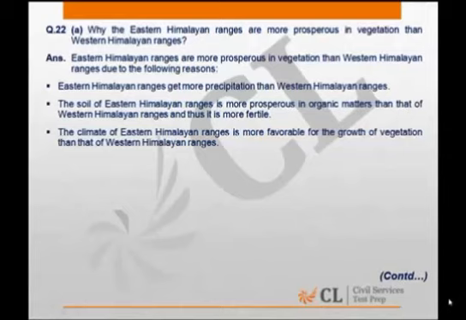This is the only reason. The terrain of these ranges also plays an important role, followed by vegetation, followed by precipitation, sun rays and the terrain.